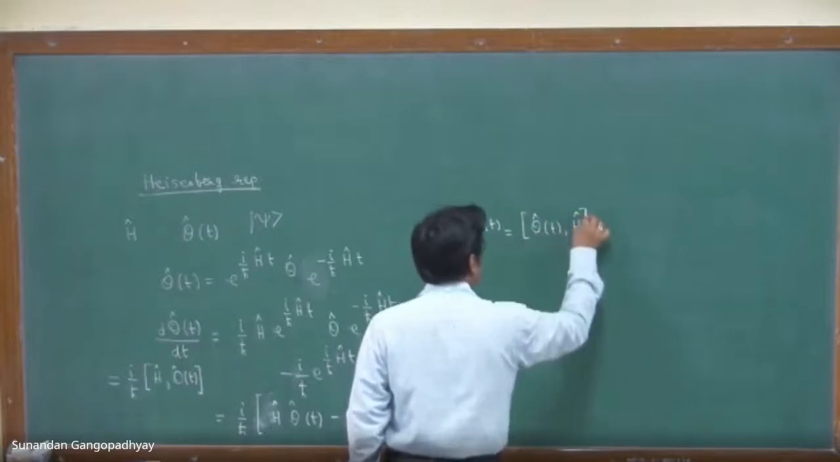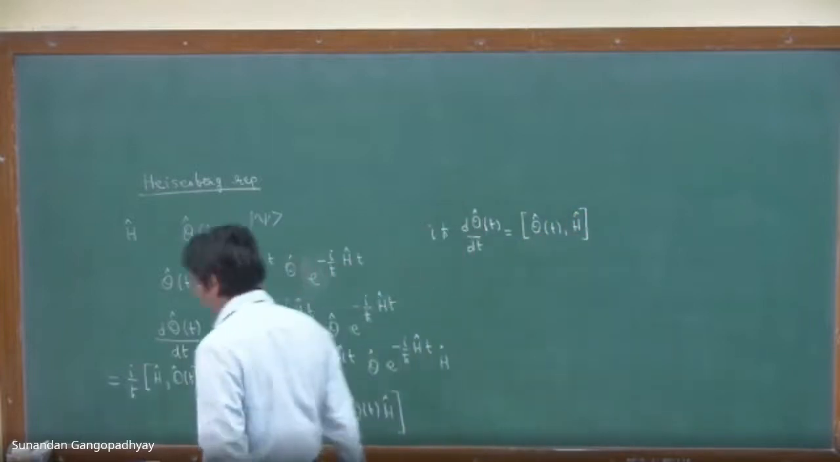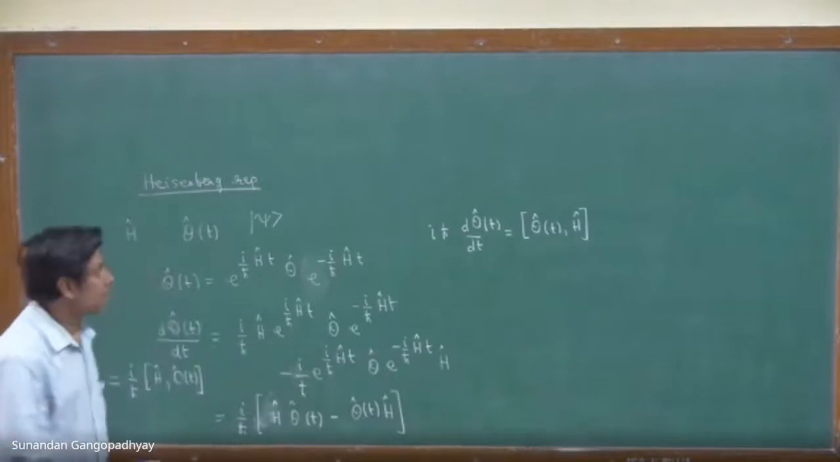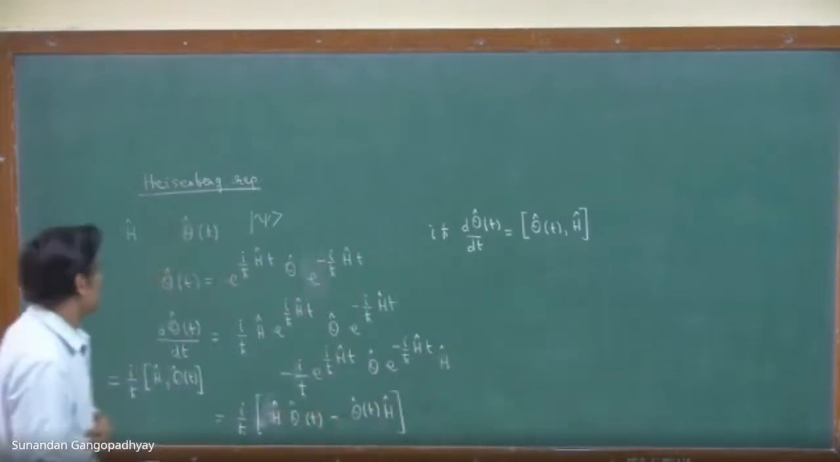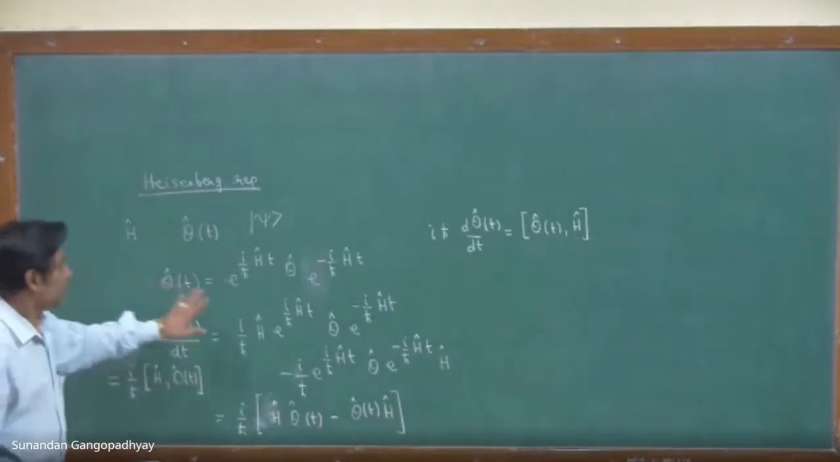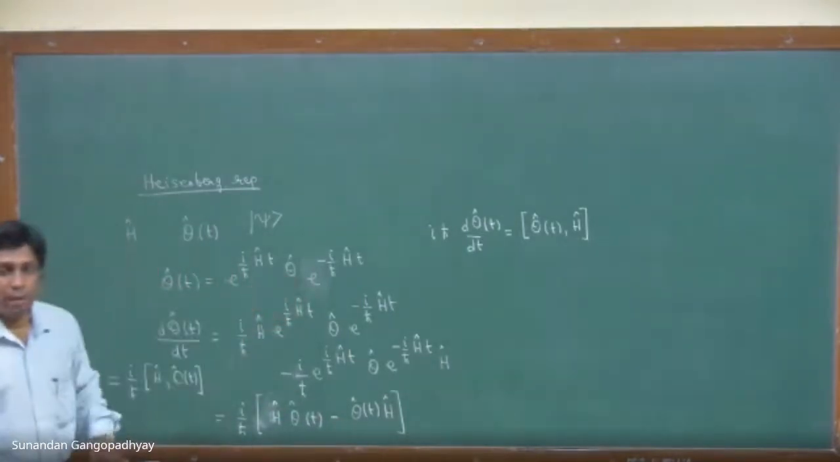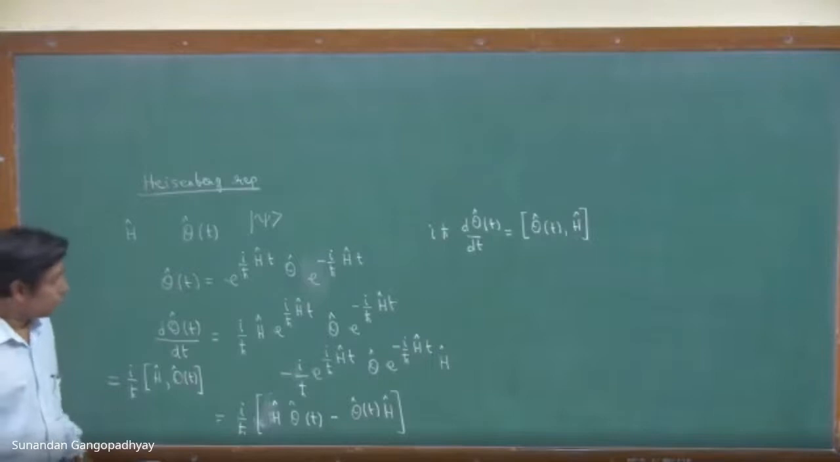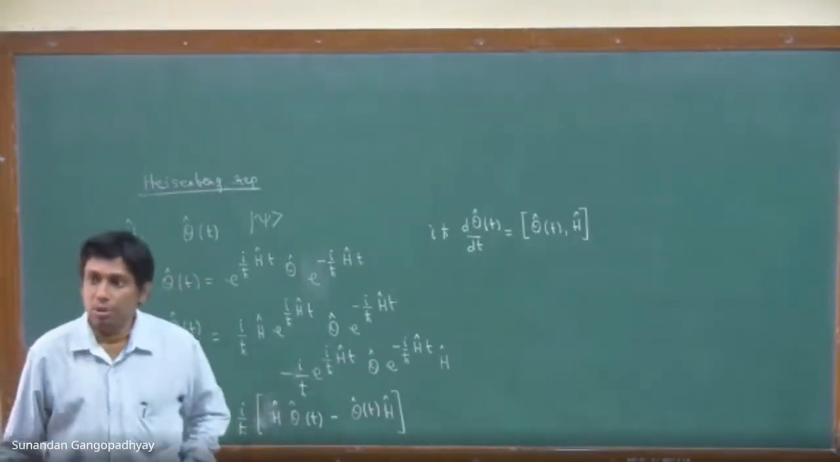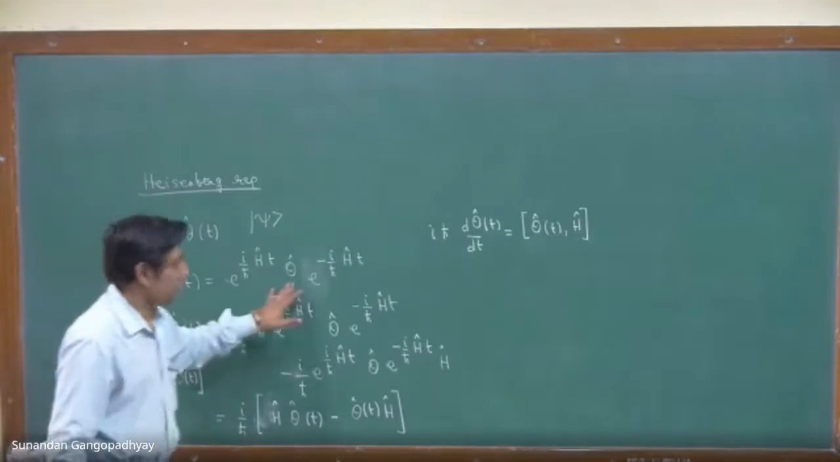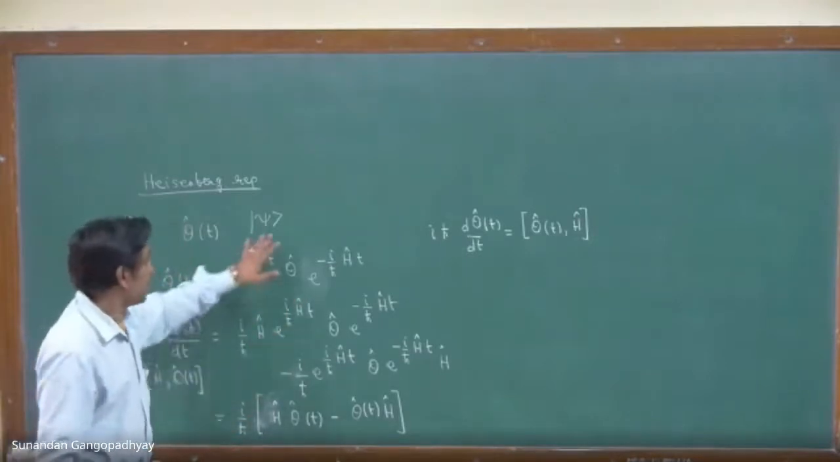Should remember that this holds when H is considered to be time independent. And this is the standard Heisenberg equation of motion that follows. So this follows from this. This is the operator which is defined at time t equal to 0. So this is basically the operator in the Schrodinger representation. In the Schrodinger representation, you know that operators are time independent and state kets are time dependent.